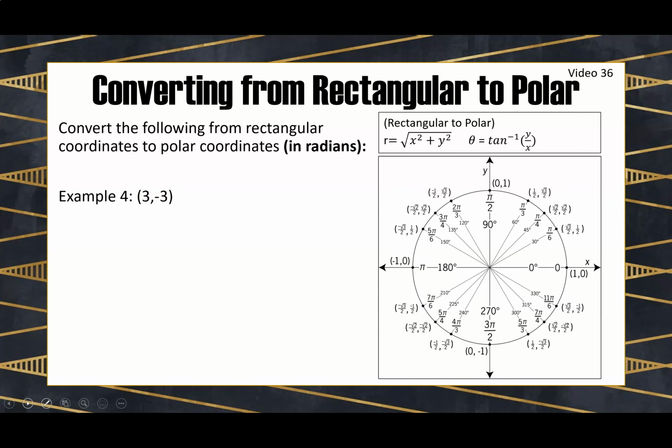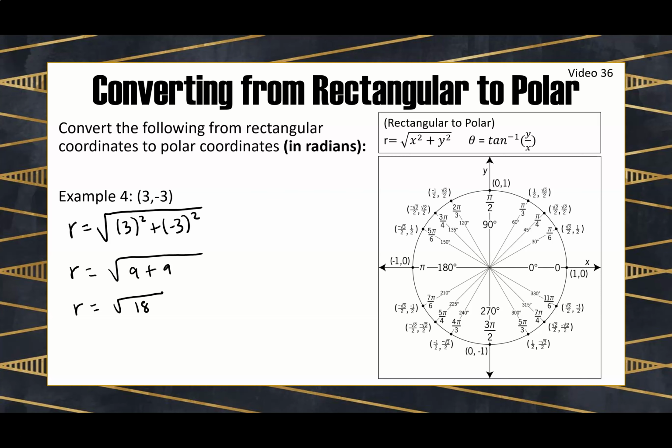Okay, let's do another one that, hint, hint, nudge, nudge, I think would be acceptable to have on your exam or a final, something like that. Here, let's go ahead and find the radius. This is going to be 3 squared plus -3 squared. This is going to be r equals 9 plus 9. R equals the square root of 18.